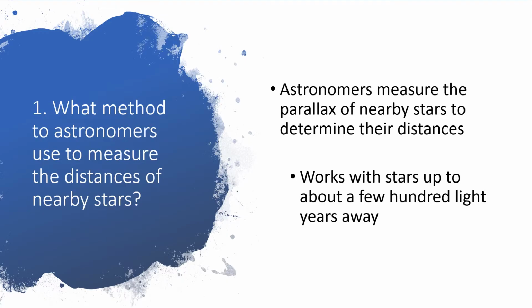So we have a basic understanding of the light year, but how do astronomers measure these distances to nearby stars and other objects in space? If they really are that far away, what methods can they use? Well, one method that can be used is to measure the parallax of nearby stars to determine their distance. And this works with stars that are up to about a few hundred light years away.